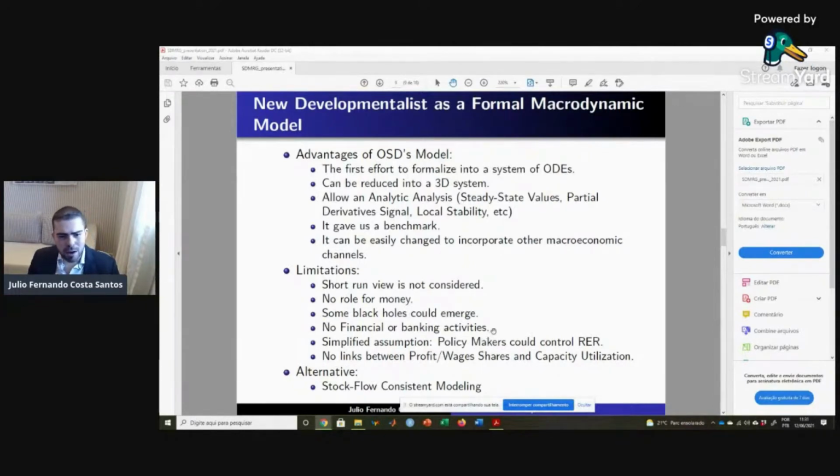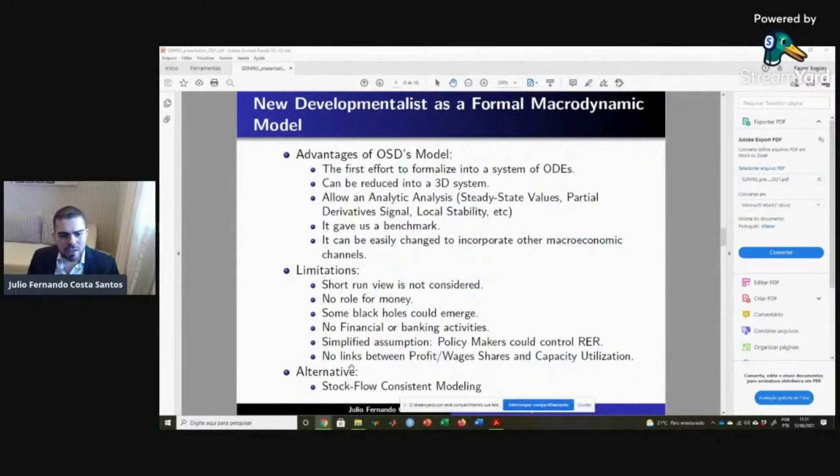Another point about this first model: we have no financial or banking activities, and for the stock and flow consistent literature, this is very important and could matter to the dynamics of the model, since we can change the way that investment decisions are made and how the financing of investment works. We can put inside the model the cycle of finance, investment, savings, and funding. This is a very important subject in the post-Keynesian school.